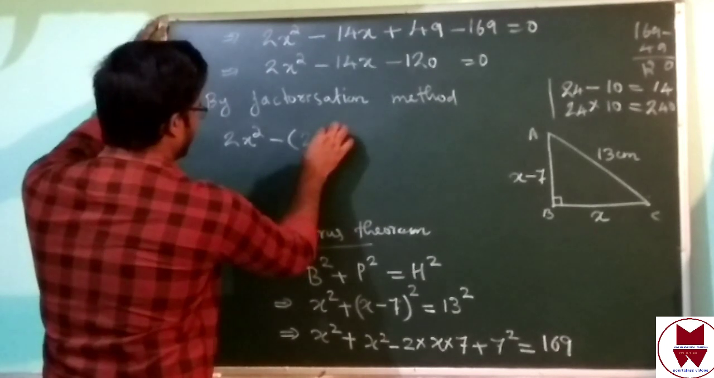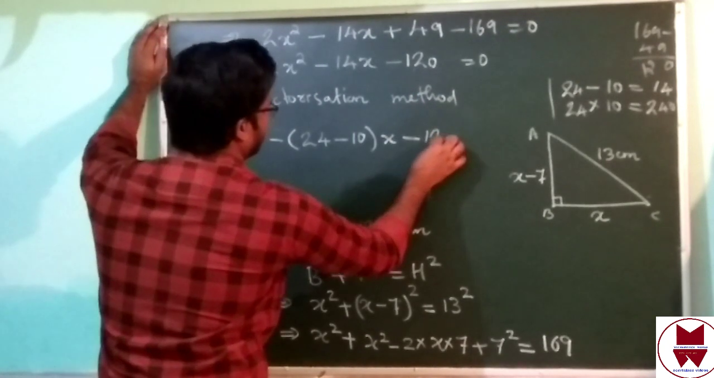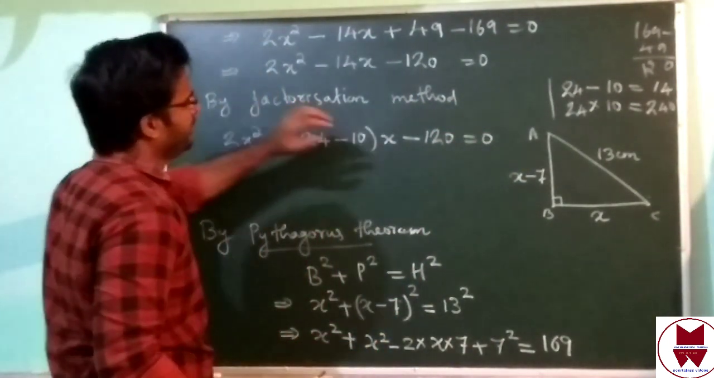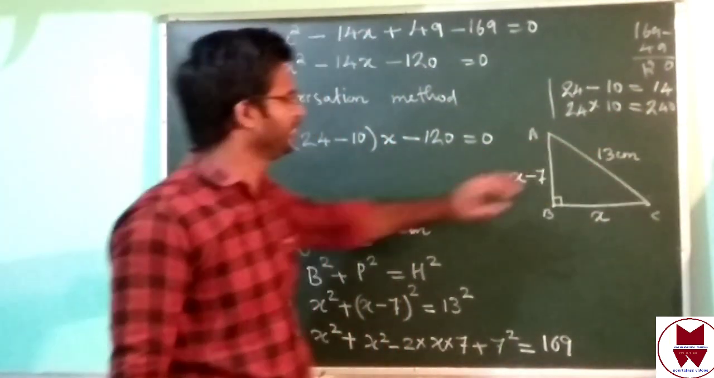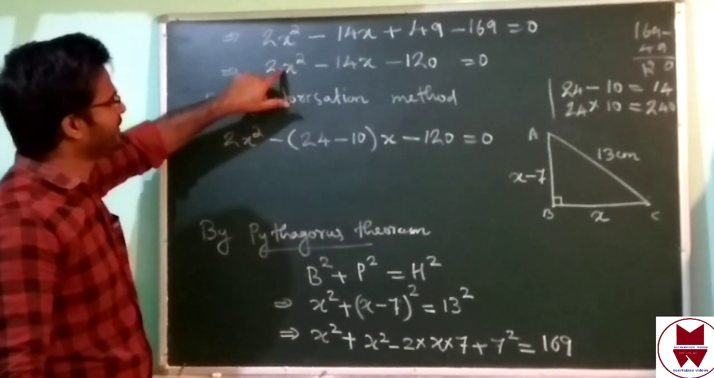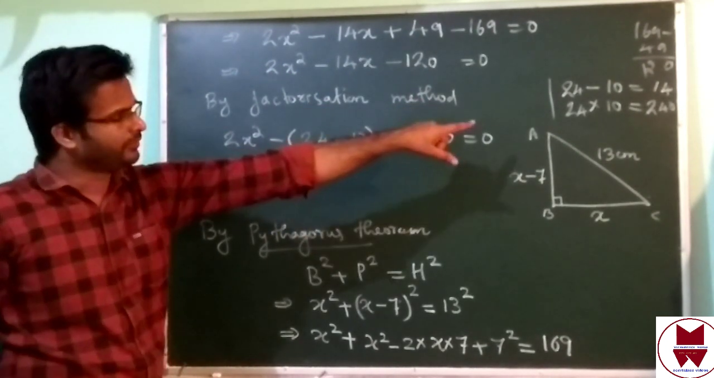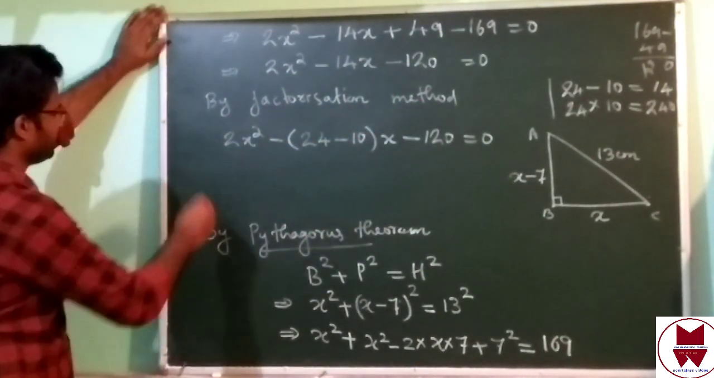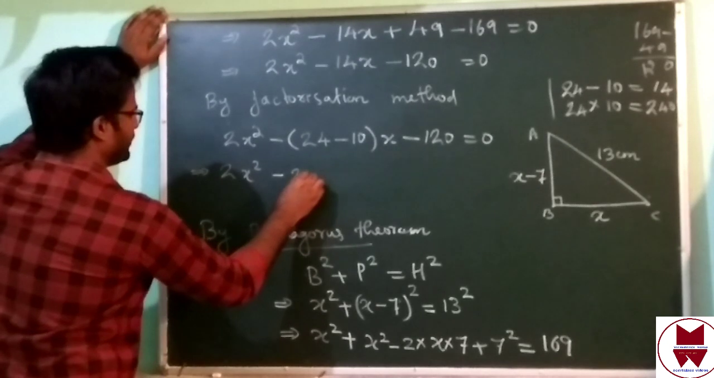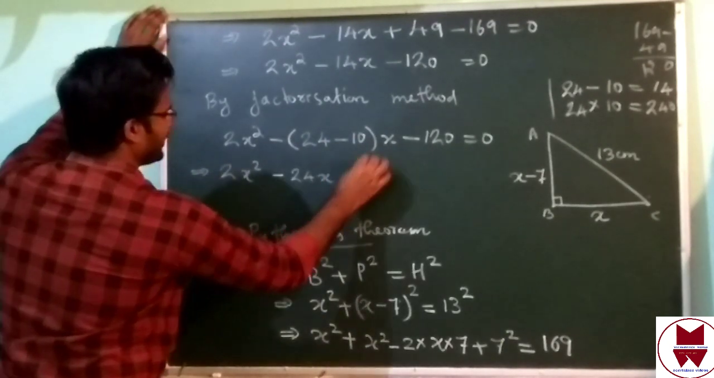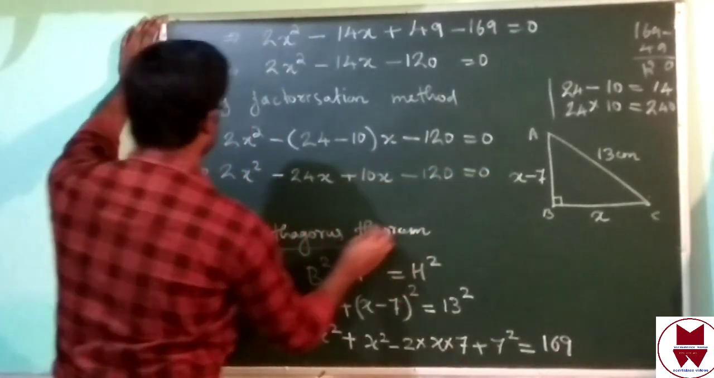You can write 24 minus 10. That time you will get 14 x, this 120, write as it is. Don't write 24 into 10 in here because 24 into 10, 240, not 120, isn't it? Because of this 2. In here, coefficient of x square, any number except 1 means don't write this part like 24 into 10 like that. Remove bracket, 2x square minus 24 into x, 24x minus minus plus 10 into x, 10x. Minus 120 equal to 0.